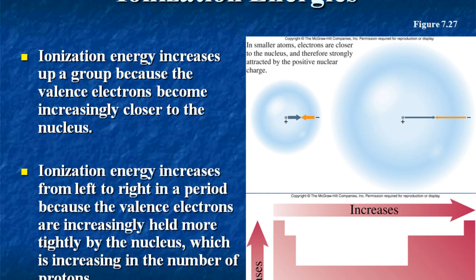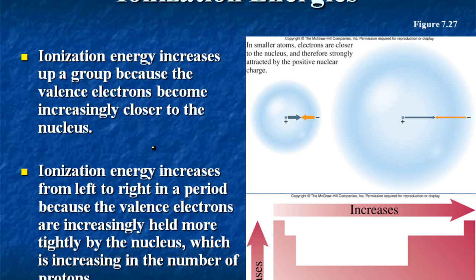Now if you look at the periodic table, what is the trend in ionization energy? What we see is ionization energy increases up a group or decreases down the group. They are one and the same, right? If energy is increasing up the group or decreasing down the group, they are one and the same? Okay. So ionization energy increases up the group because valence electrons become increasingly closer to the nucleus.